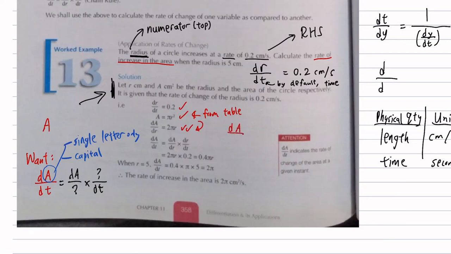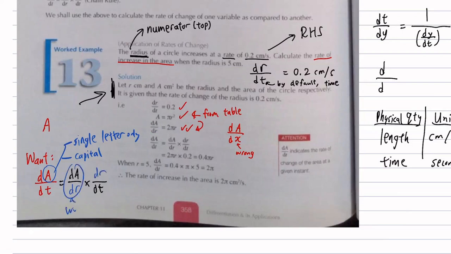I noticed in one of the homework you wrote down dA by dx instead of dr. This is wrong because there is no x. There's only r as the independent variable. A is the dependent variable. So that's why we have dA by dr, and that's why we fill in the question mark there with dr.